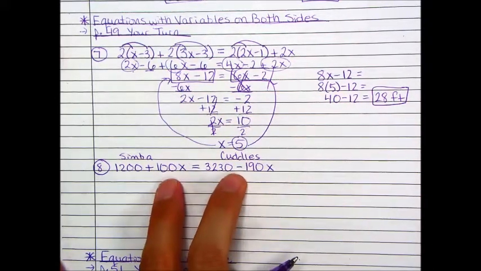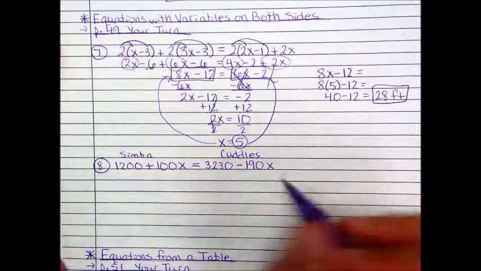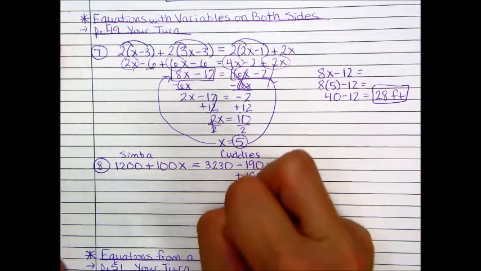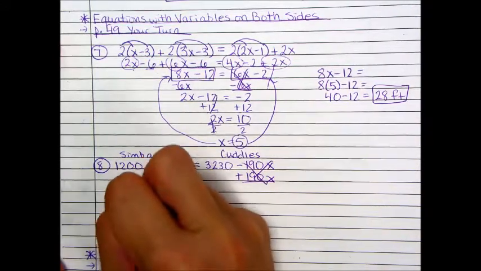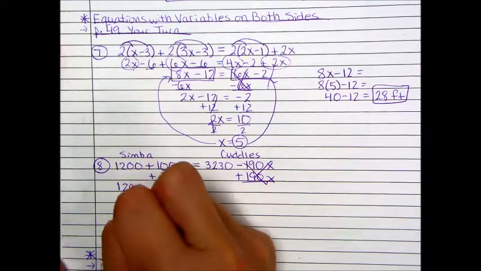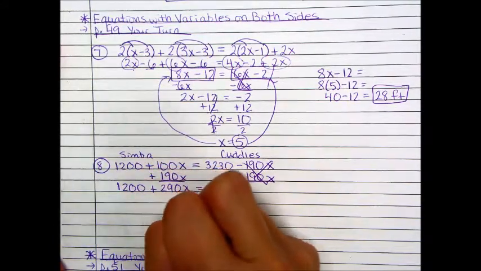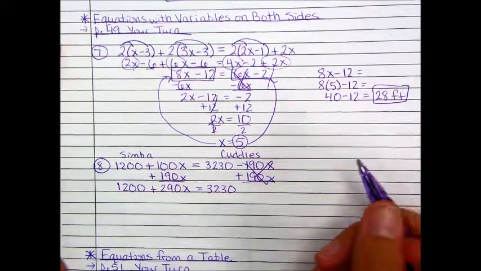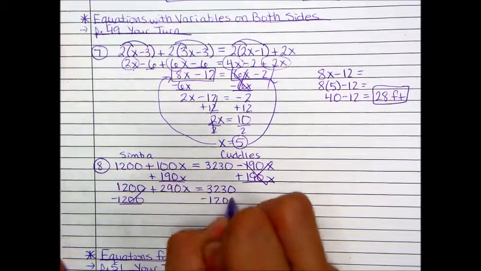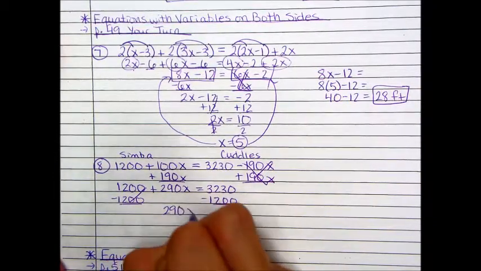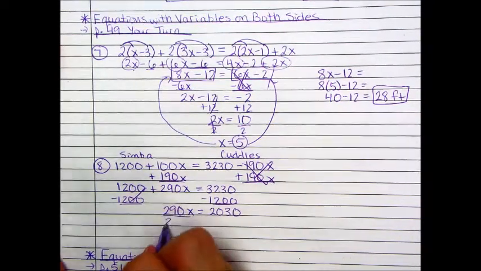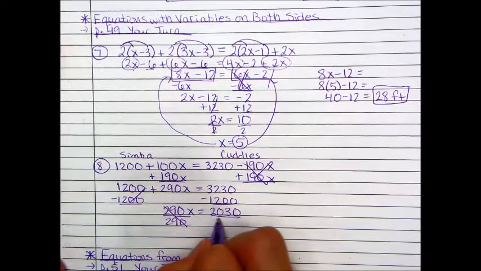We want to find out when they will both be the same. So we're going to solve for x by getting the x's on the same side. So I'm going to do that by adding 190x to both sides. So I'm going to have 1200 plus 290x equals 3,230. We're going to subtract 1200 on both sides. So it's going to be 290x equals 2,030, and we're going to divide by 290.